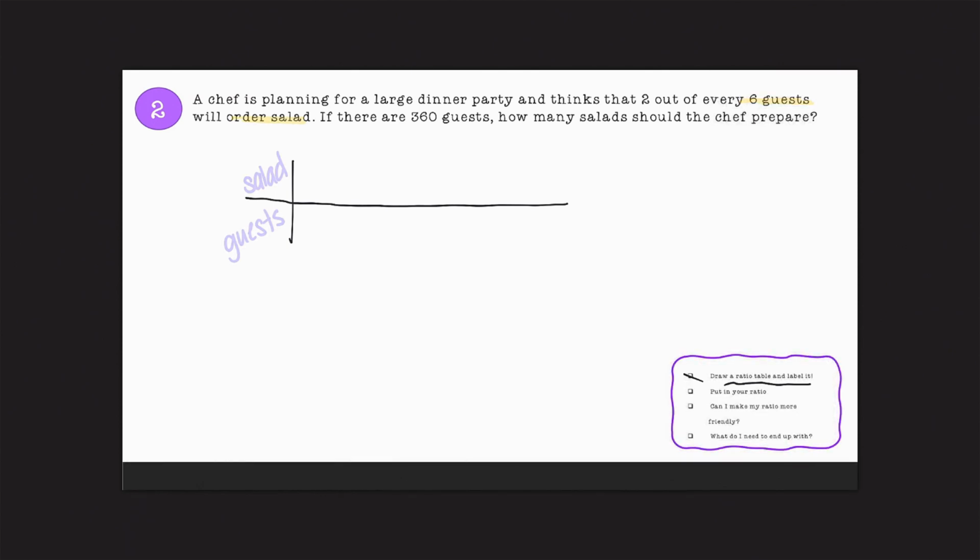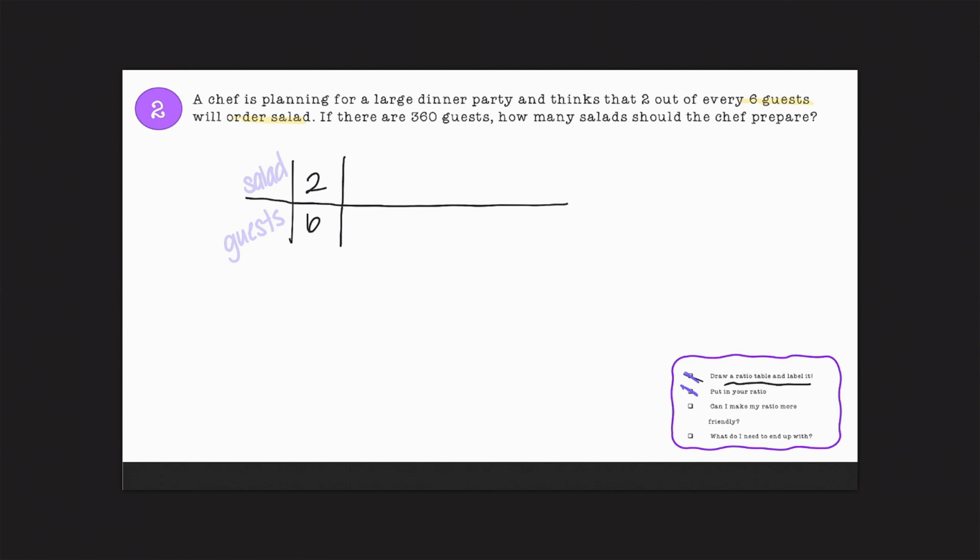Now we can go ahead and put in our original ratio, which is 2 out of every 6. So 2 people out of every, I don't want purple. 2 out of every 6 guests are going to order salad.